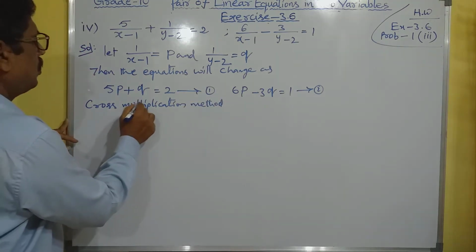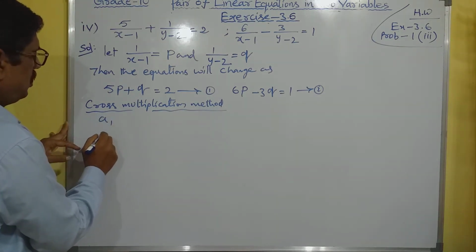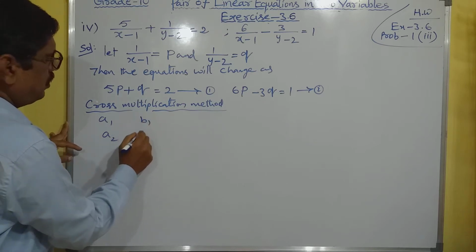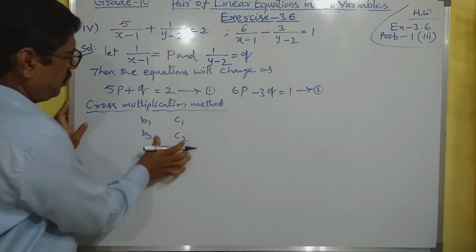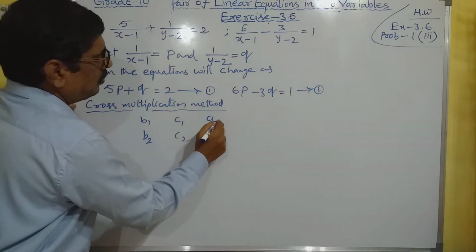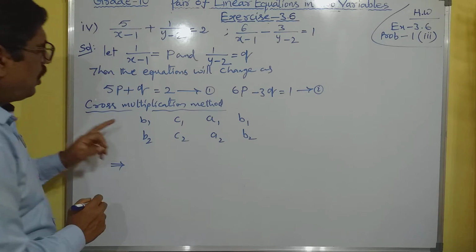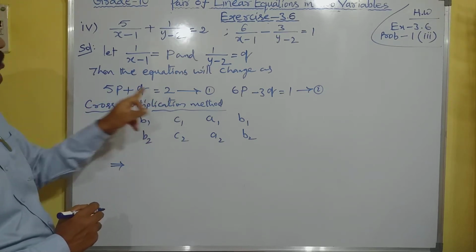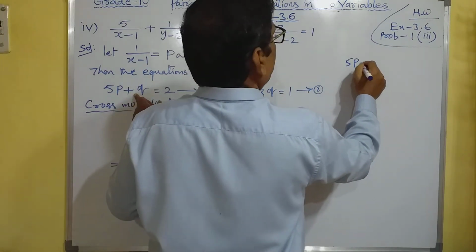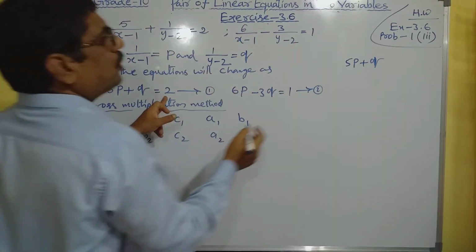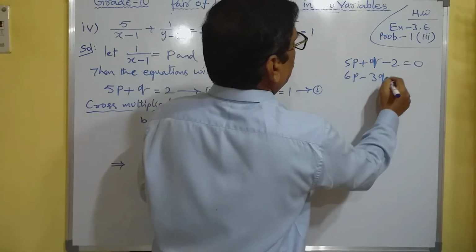Now, let us write A1, A2, B1, B2, C1, C2. So actually we have to start with B1, B2, C1, C2, A1, A2, again B1, B2. Here AX plus BY plus C is equal to 0. What is B? 5P plus Q, and if you take the 2 to the LHS, minus 2 is equal to 0. Here 6P minus 3Q minus 1 is equal to 0.